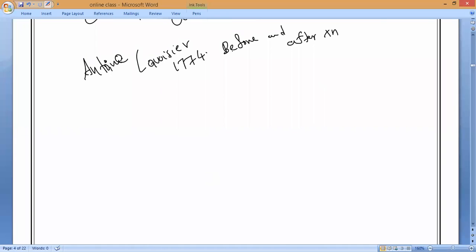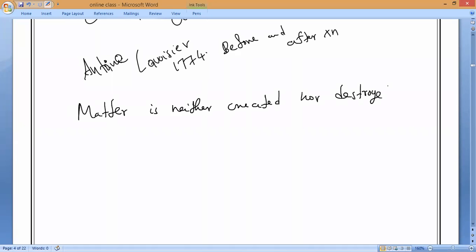According to the law of conservation of mass, matter is neither created nor destroyed in a chemical reaction. Write it neatly. Very, very important. First law of chemical combination: matter is neither created nor destroyed in a chemical reaction. You might have studied this already in class 8th, class 7th and so on.